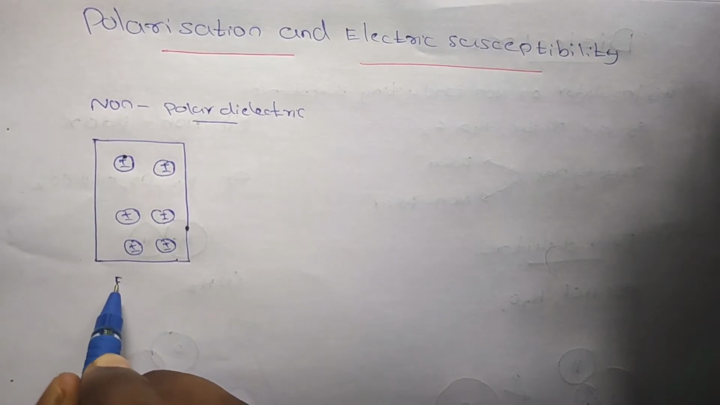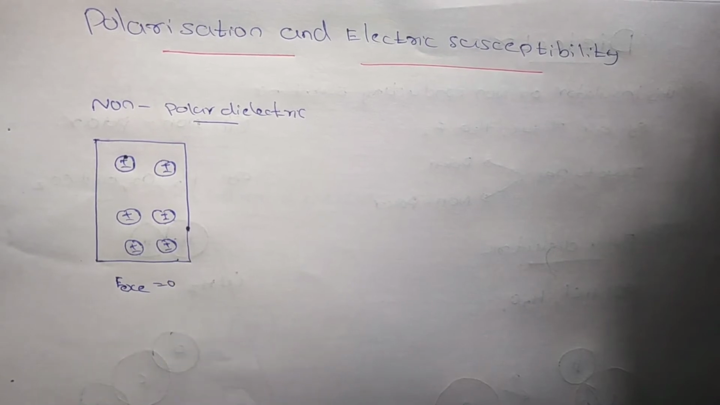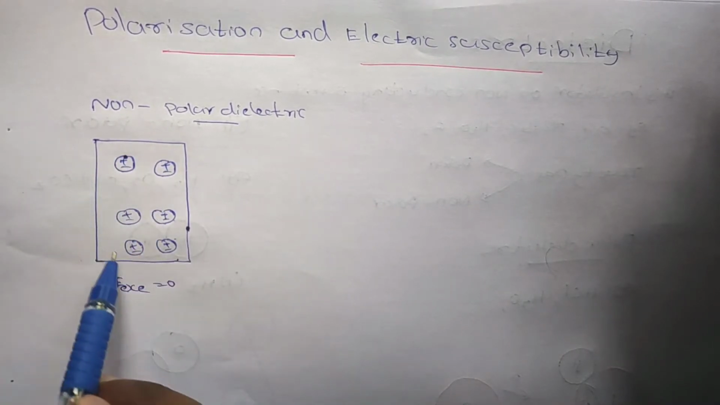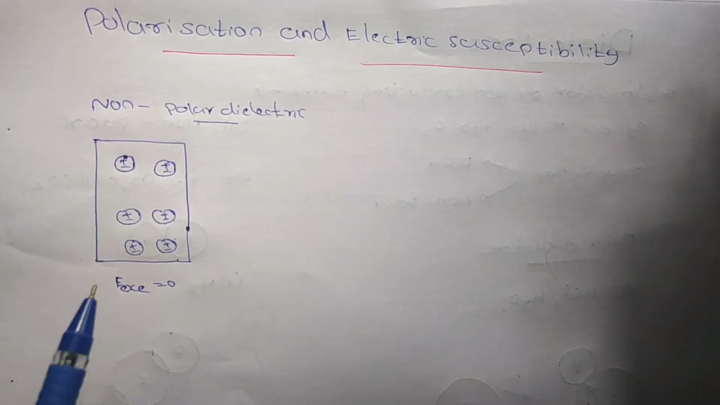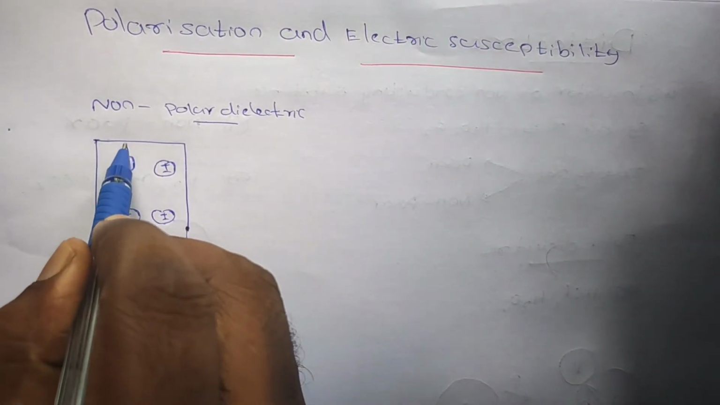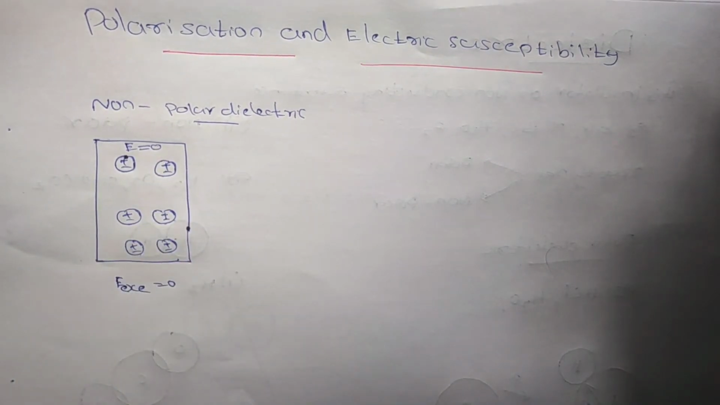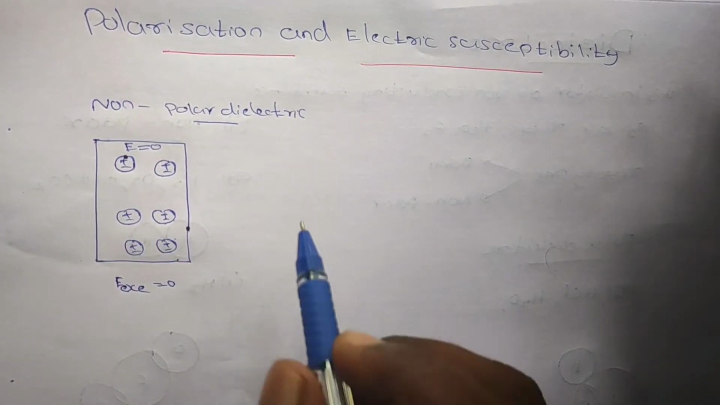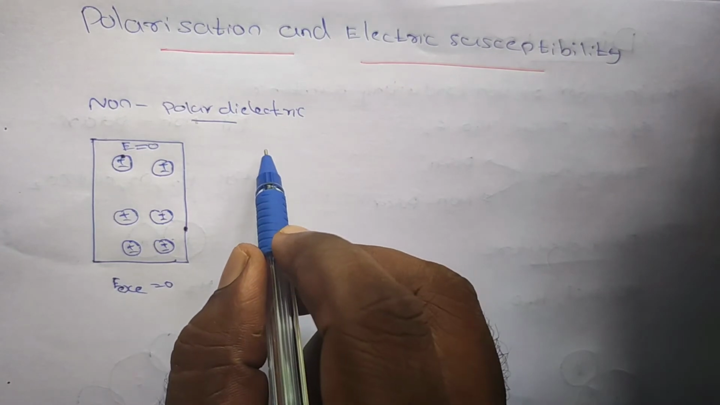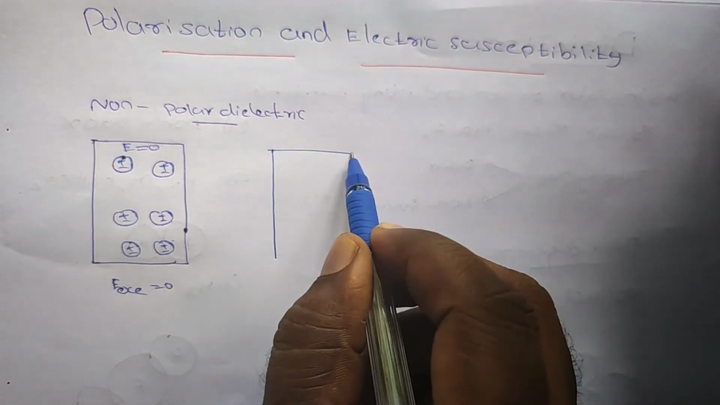What about the external electric field? The external electric field is here. Inside, is there any dipole moment formation? There is no dipole moment formation here. So what about the electric field inside it? The electric field inside it also is 0. Clear? Now we are going to apply an external electric field.